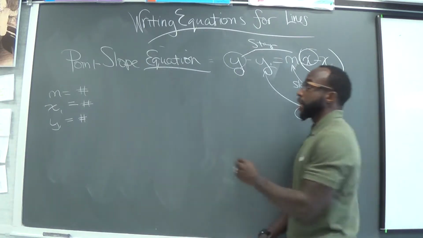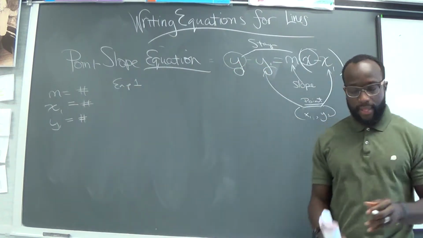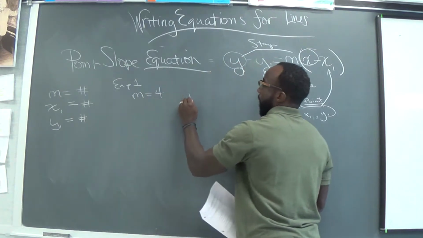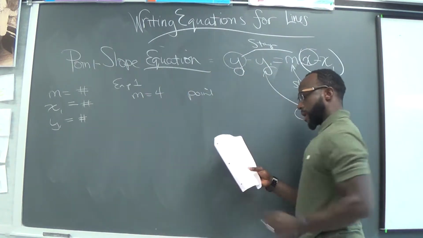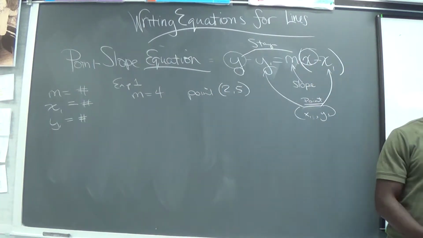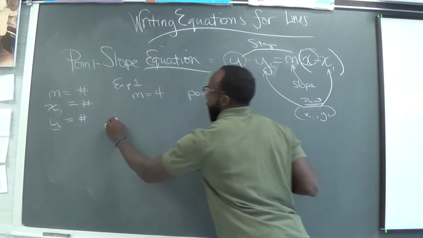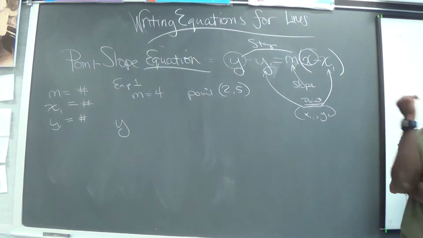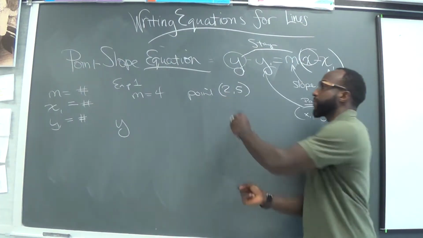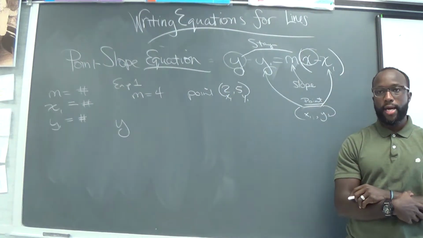Here we go. Example 1. If the slope of the line is 4 and it passes through the point (2, 5), what is the equation for the line? Again, this is the point-slope equation: y minus y1 equals m times the quantity x minus x1. So here's our point. This is x1, this is y1. Everybody see that? You good with that?